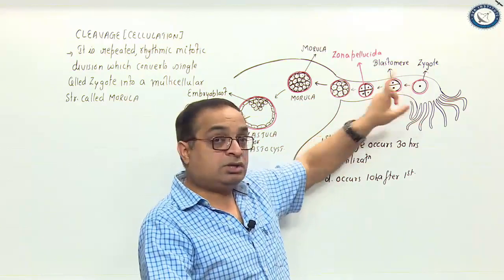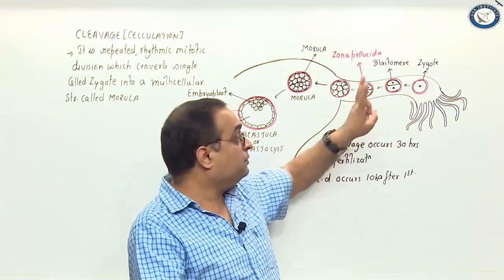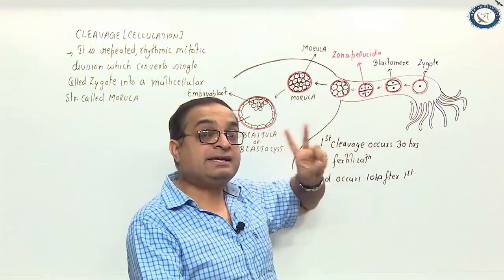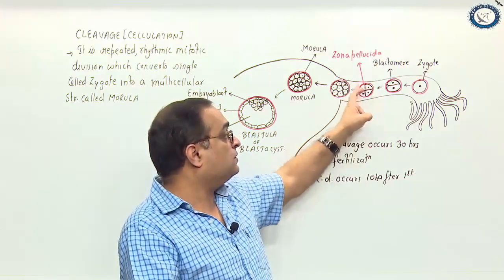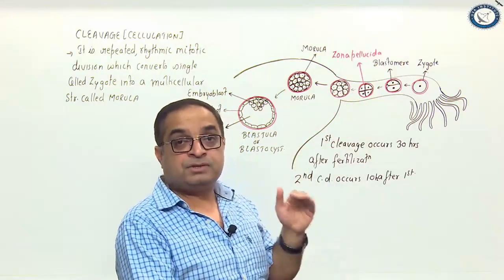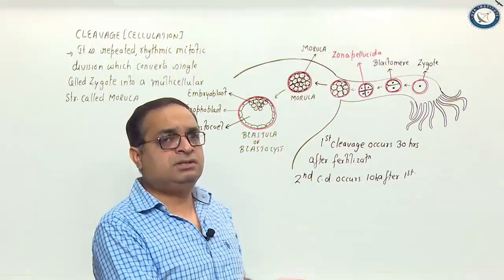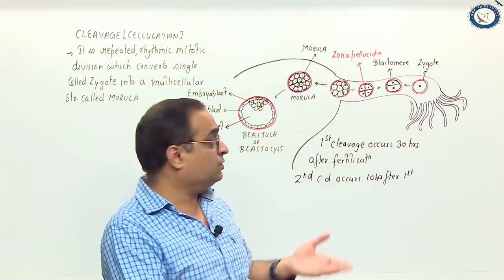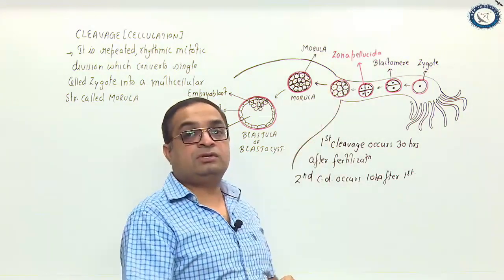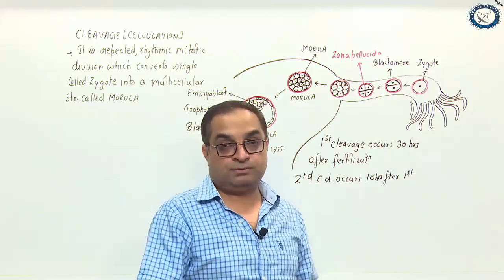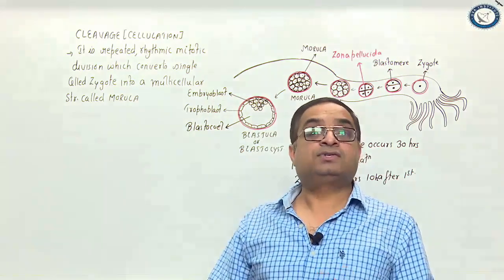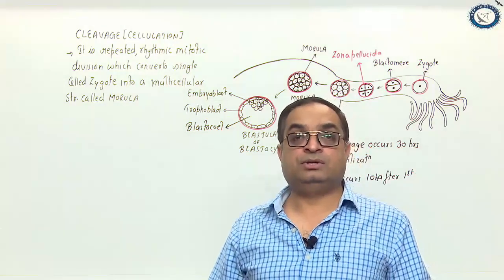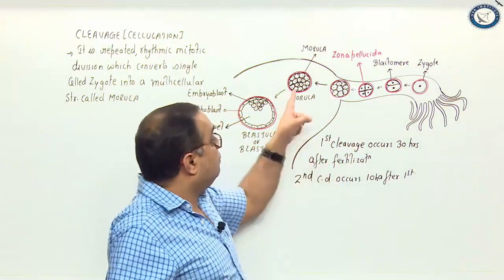So first cleavage 30 hours after fertilization, two blastomeres formed. Second cleavage division 10 hours after the first and four daughter cells called blastomeres are formed. Third cleavage is completed by the end of third day with respect to fertilization, and this structure with 8 blastomeres is formed. The next cleavage division results in the formation of a solid mulberry-like structure which is called morula.